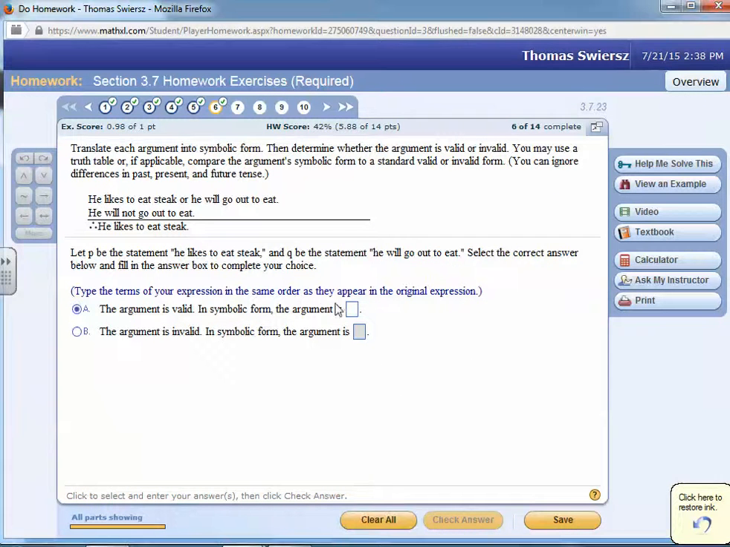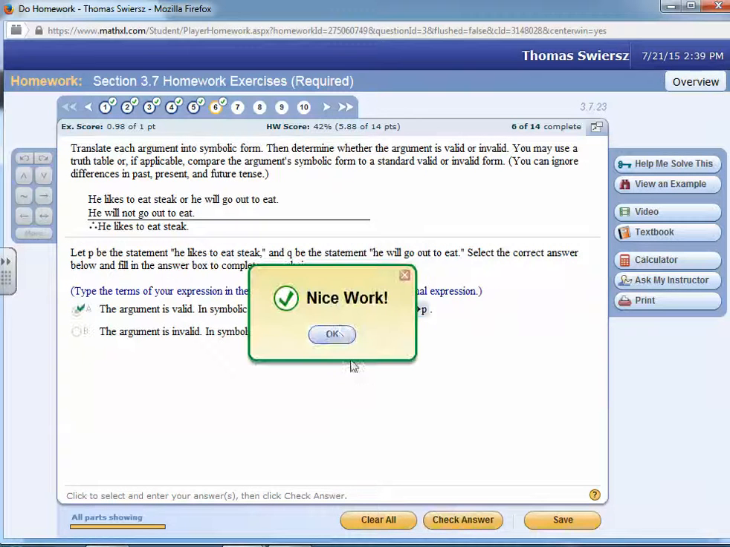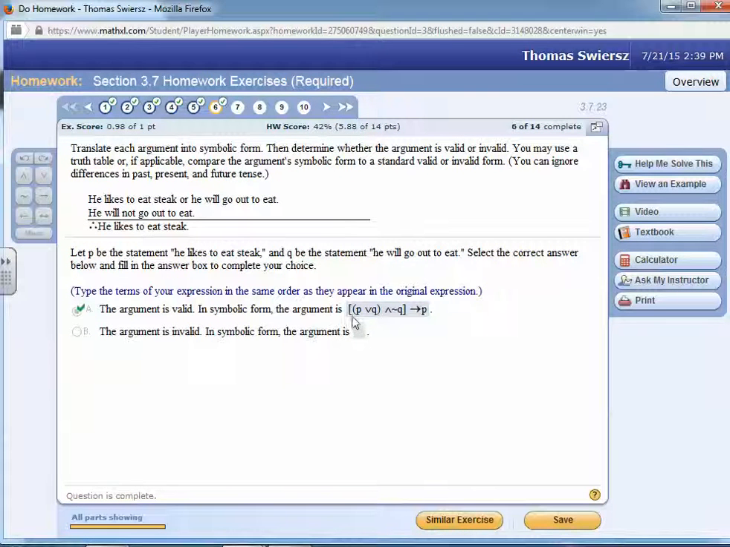So it is valid, and we got to put in first a bracket, then a paren, and we've got P or Q is the first premise, and the second premise is not Q, and then we have our bracket, and then it's an if-then, so a right arrow with the conclusion, which was simply P. And we've got it correct. Very good.